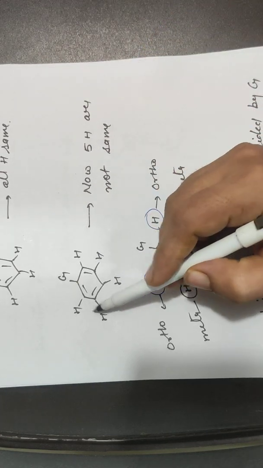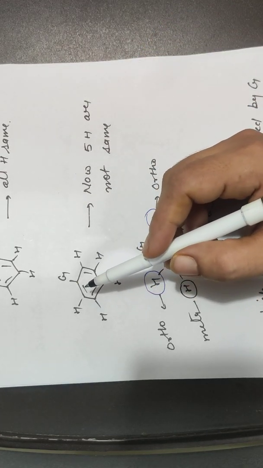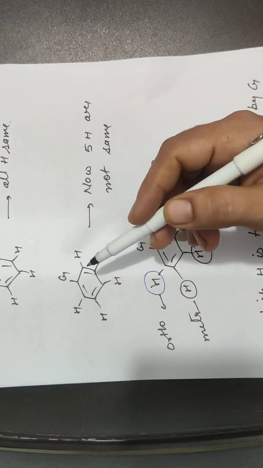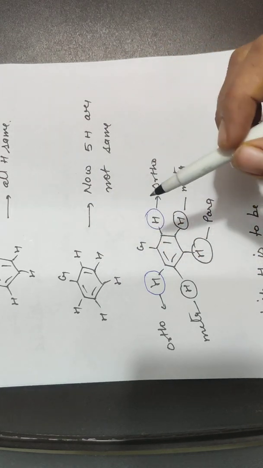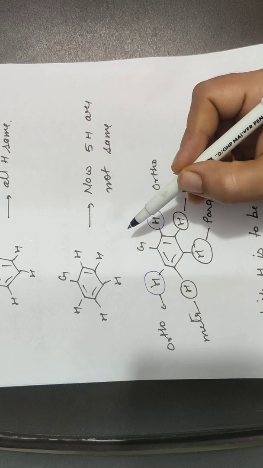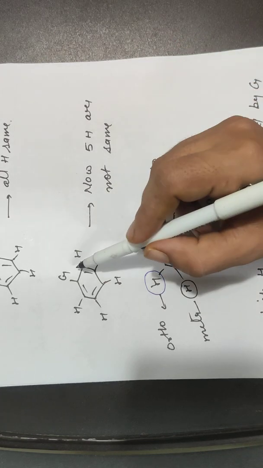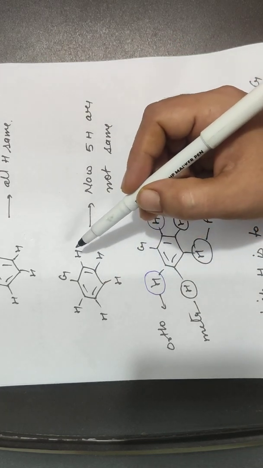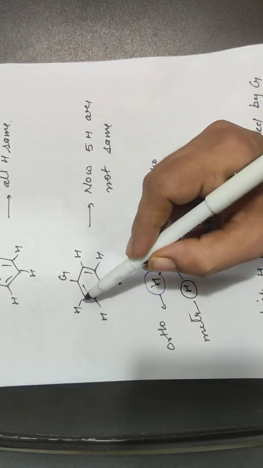1, 2, 3, 4, 5. Now these 5 hydrogens are different. Let me tell you one thing at this point. In electrophilic substitution, only hydrogen is replaced by the electrophile. Never a group will be replaced by the electrophile. This is a fact. Only hydrogen we have to focus on.